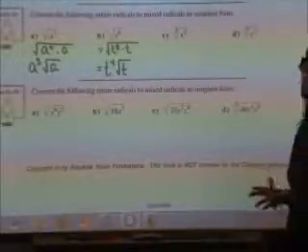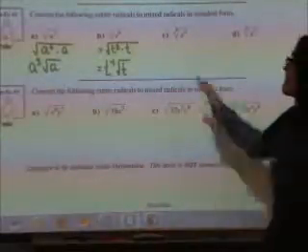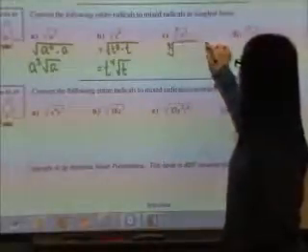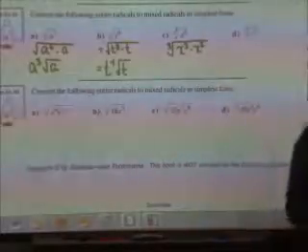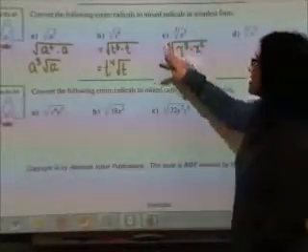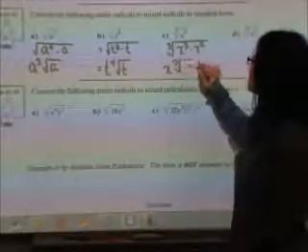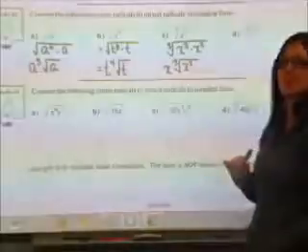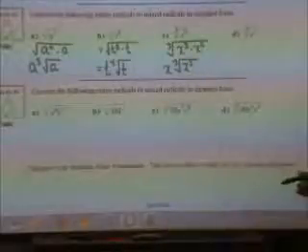Okay, c is a bit different because I have a cube root. So if I have a cube root, how would I split x to the power of 5 up? X to the power 3 and x to the power 2, because 3 I can divide by 3. So what would the cube root of x to the power of 3 equal? X times the cube root of x squared. Yeah, I knew what you meant. That answer is perfect.